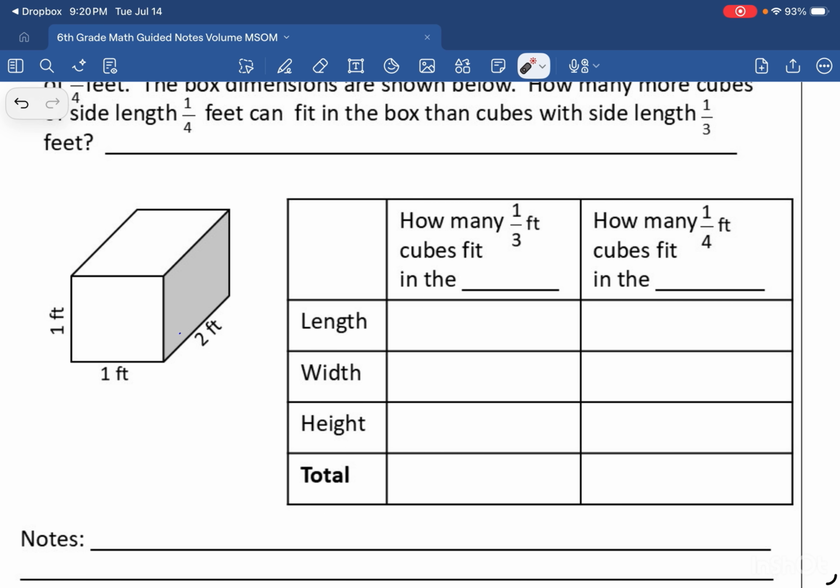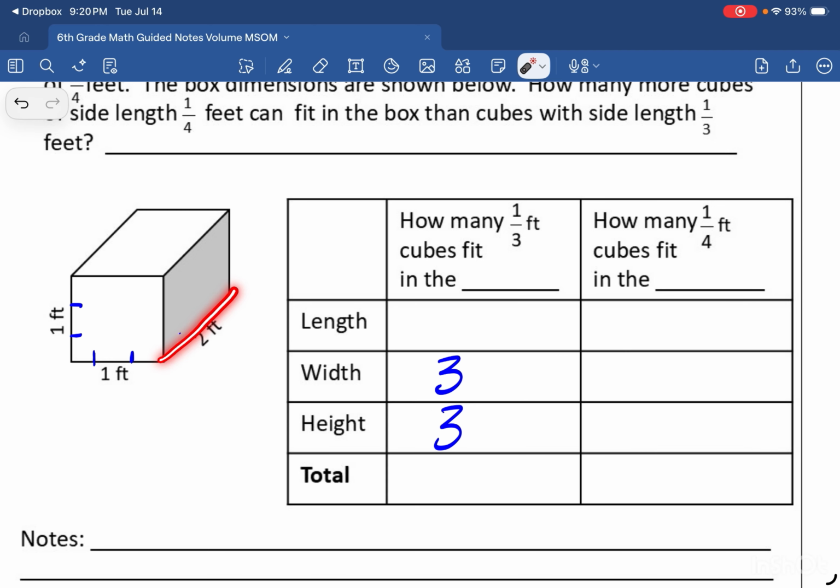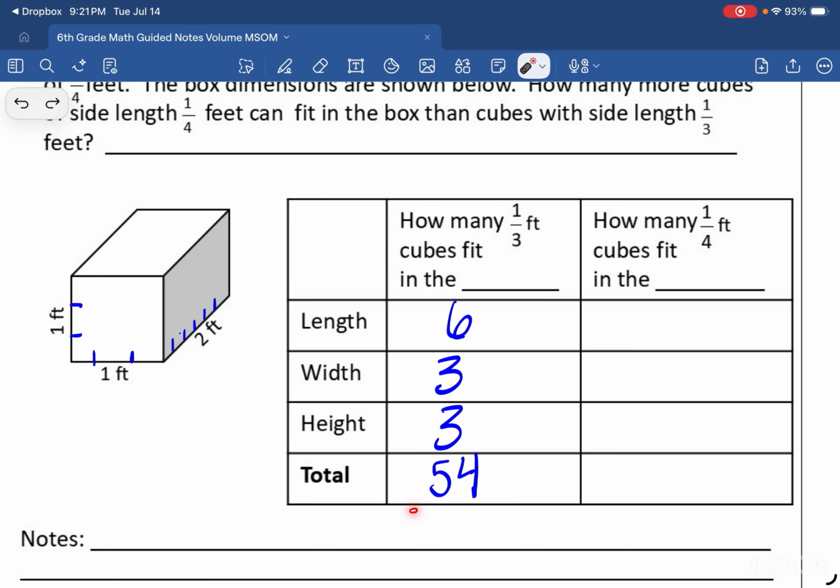Let's actually start here with this width right here. So that is 1. If the cubes are 1/3, that means there's going to be 3 cubes this direction and 3 cubes that direction. So 3 and 3. Here where it's 2 feet, in 1 foot there's going to be 3. So in 2 feet there's going to be 6. Multiplying the number of cubes together, 6 times 3 is 18, times 3 is 54. There would be 54 cubes of 1/3 foot cubes inside.